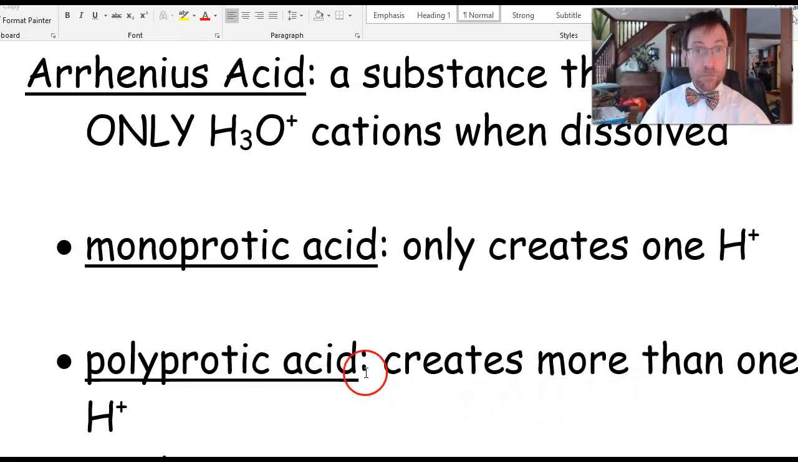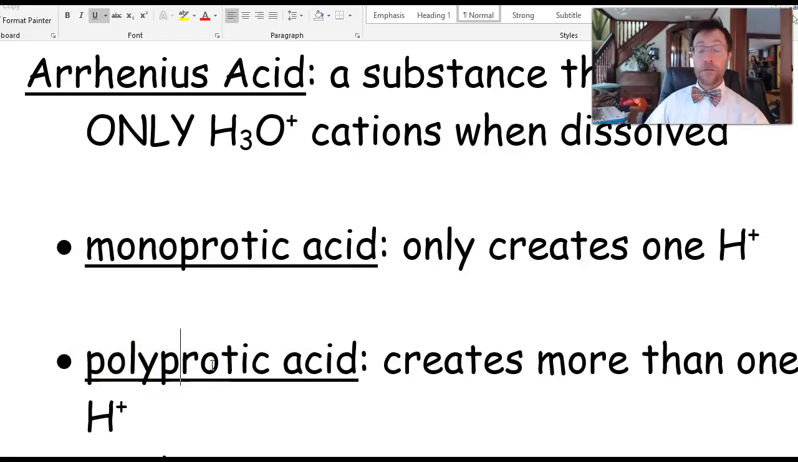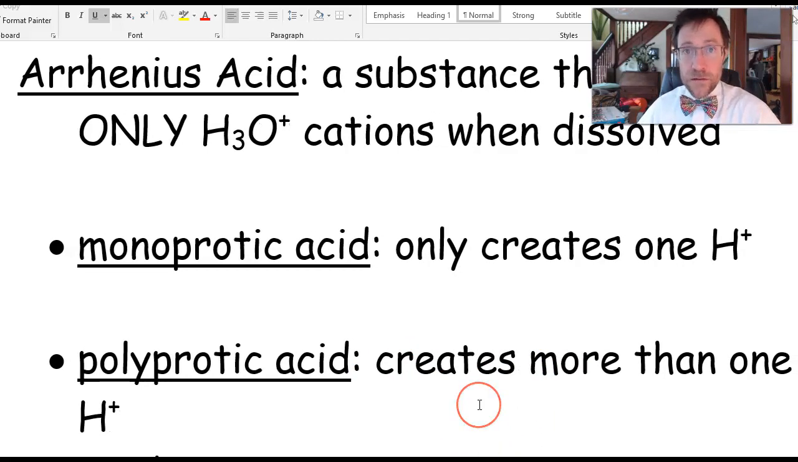Polyprotic. Harkening back to English class, you know what poly means, right? Poly is a prefix that means many. Again, protic for protons. It is a many proton acid. So this acid, you pop it in water, and it makes a whole bunch of hydrogens, or okay, more than one. It depends on how precise you want to be with your language.